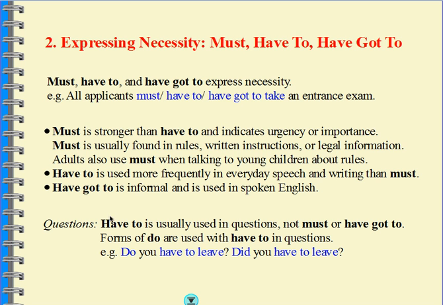Now the question form. Have to is usually used in questions, not must or have got to. Forms of do are used with have to in questions. Example, do you have to leave? Or did you have to leave, to show the past.